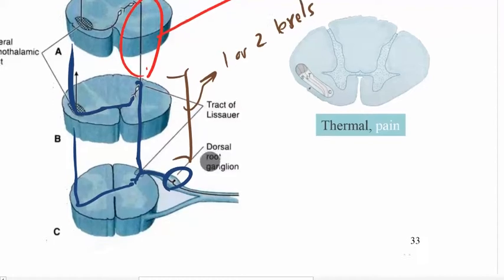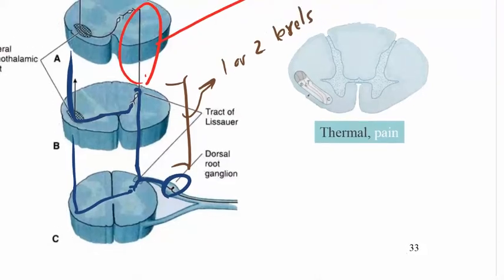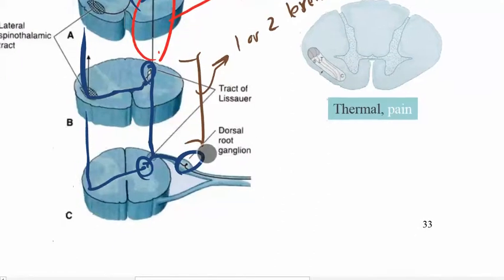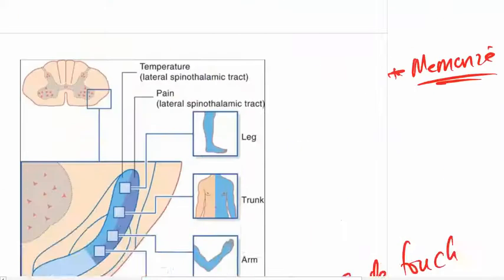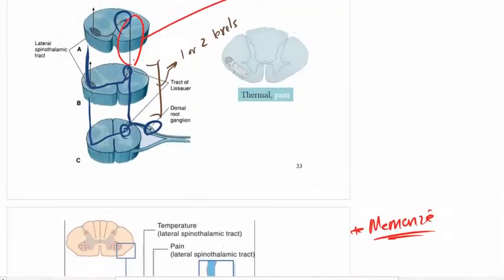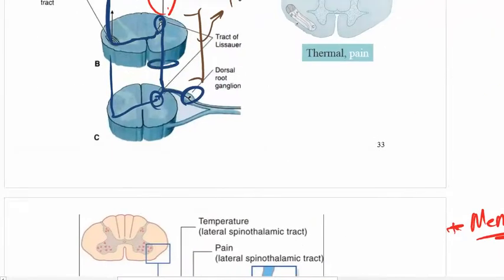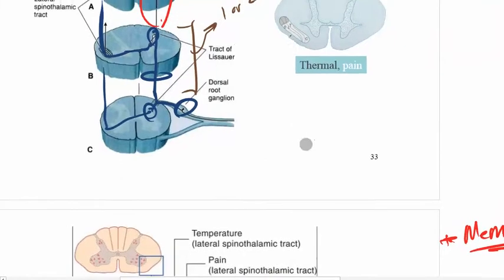In that case, the secondary cell body would be at either place where you're showing that. It'll be here somewhere. They have multiple synapses in here, it's a little bit weird, but that's how it's shown. And this tract right here is known as the tract of Lissauer.